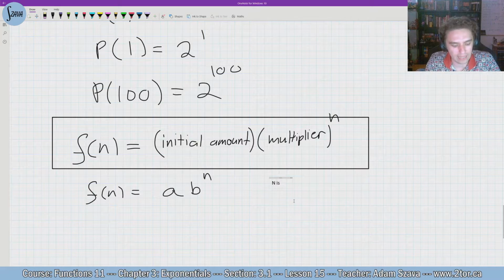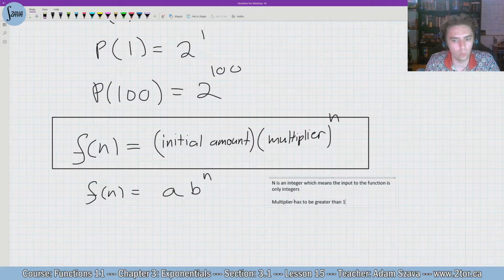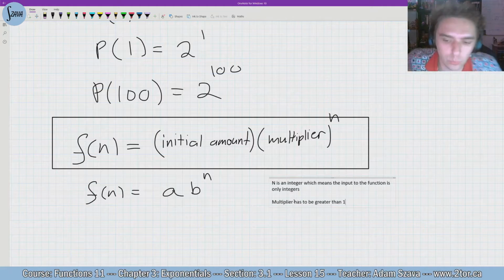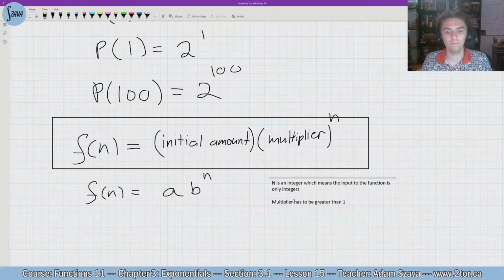Also, just something to note right now, n is an integer, which means the input to the function is only integers. And also something to mention is that the multiplier has to be greater than 1 right now. We're going to deal in the next section with what it means for the multiplier to be between 0 and 1. And then we'll never deal with what it means for the multiplier to be a negative number. Maybe I'll mention that next time because it actually doesn't work. You can't do that. So the multiplier will always have to be between 0 and infinity. But for right now, it has to be bigger than 1. Between 0 and 1, something slightly more complicated happens.